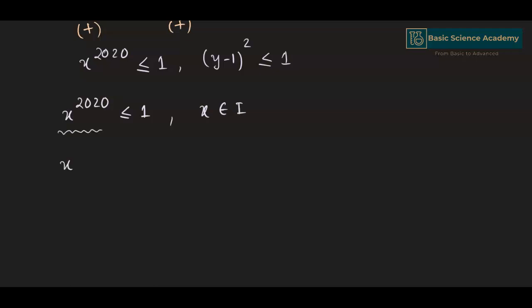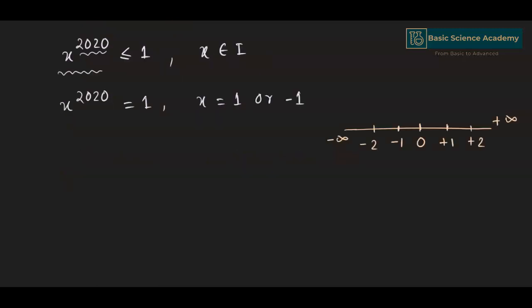For x to the power of 2020 equals 1, the possible values of x are x equals 1 or minus 1, because 2020 is an even number. Hence, for x to the power of 2020 equals 1, x can be either plus 1 or minus 1. Also, x cannot be greater than 1, because for x greater than 1, x to the power of 2020 will also be greater than 1.